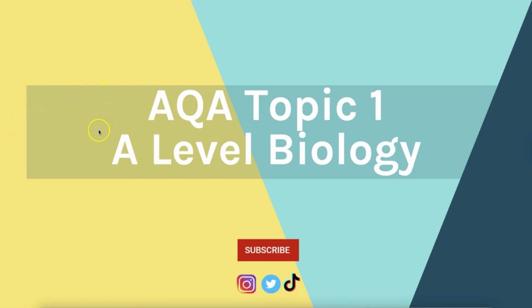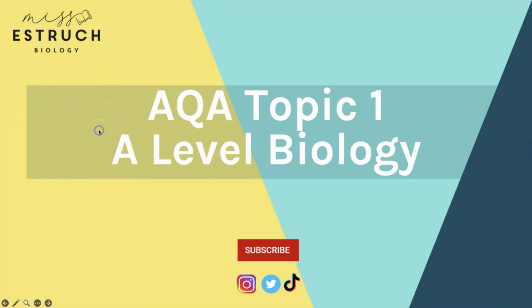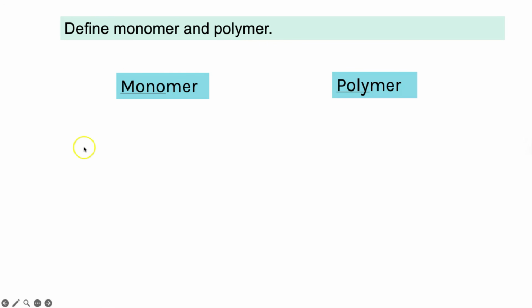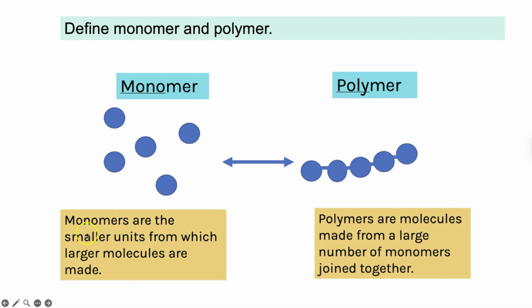AQA Biology Topic 1. And we start with 3.1.1 monomers and polymers, with two very simple definitions that are here for you to learn. Monomer, which is the smaller units from which larger ones are made. The way to remember this is mono means one, so you've got these single smaller units. Poly means many, but the literal definition that they'd want for AQA is polymers are molecules made from a large number of monomers joined together.